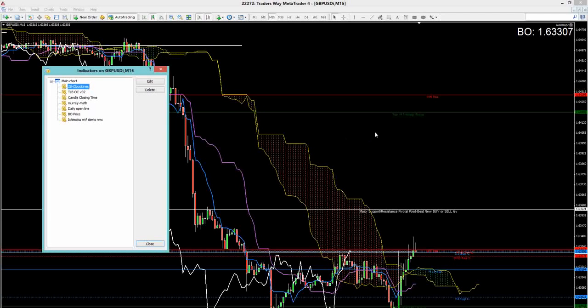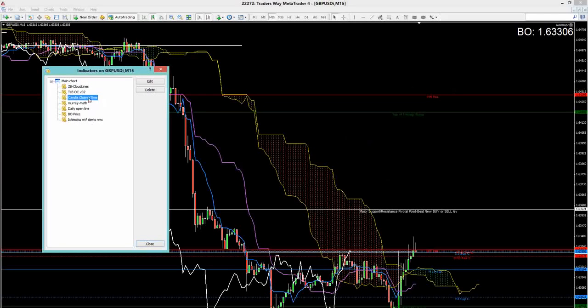I kind of double up on indicators, though. I'll explain what that means in a second. I just like the way that it draws Ichimoku on the screen better. For me, visually, if I have to stare at it all day, I want to like the way it looks. TLB OCV2, that is the support and resist lines.